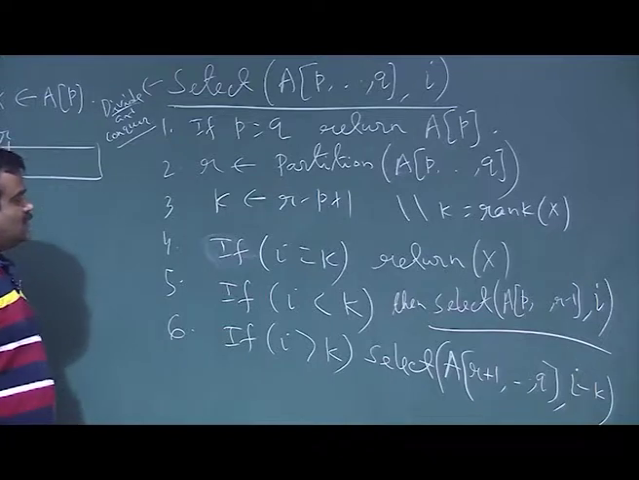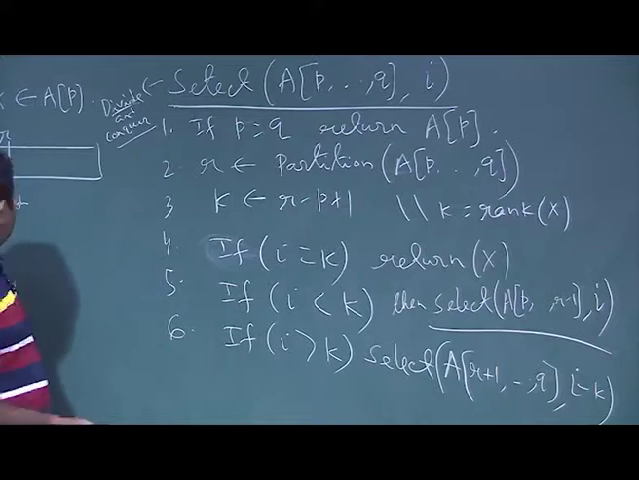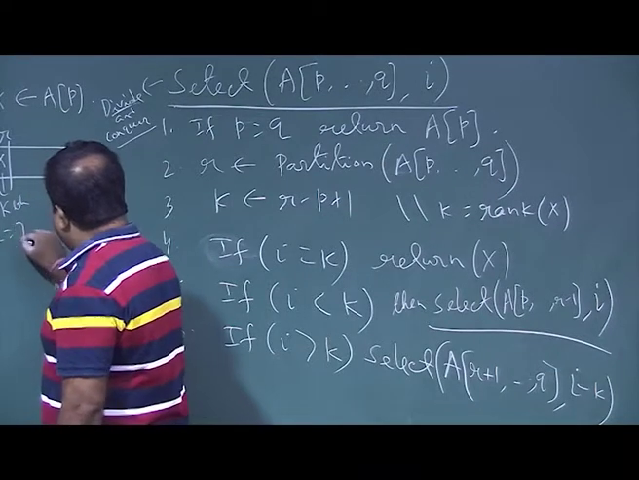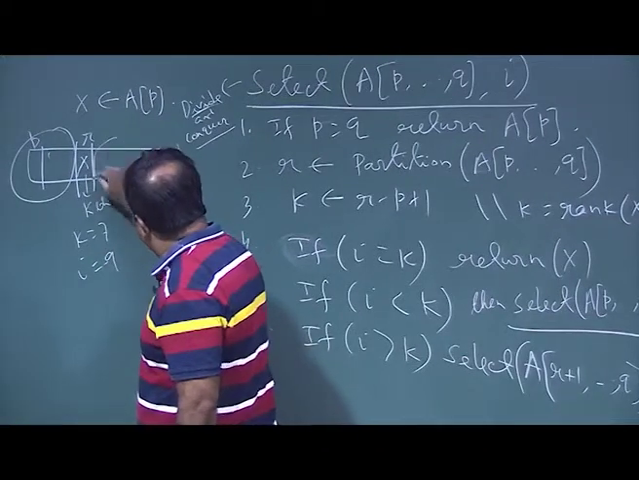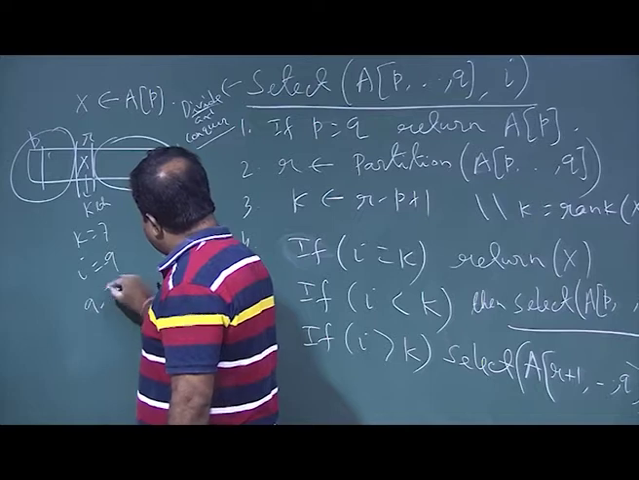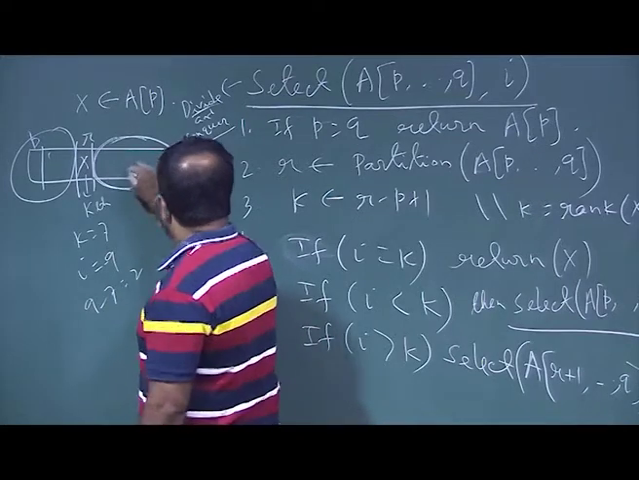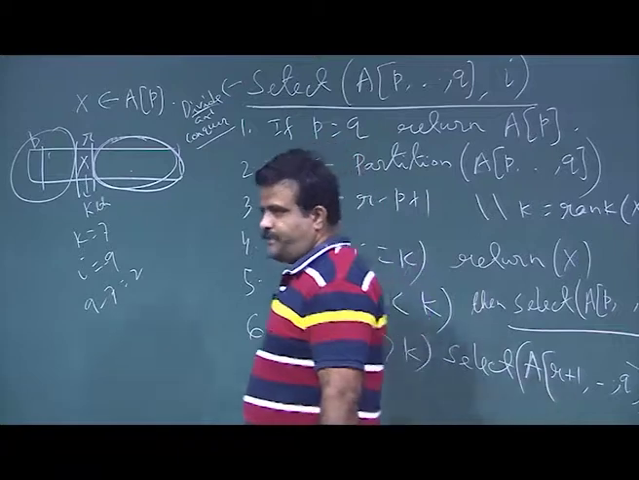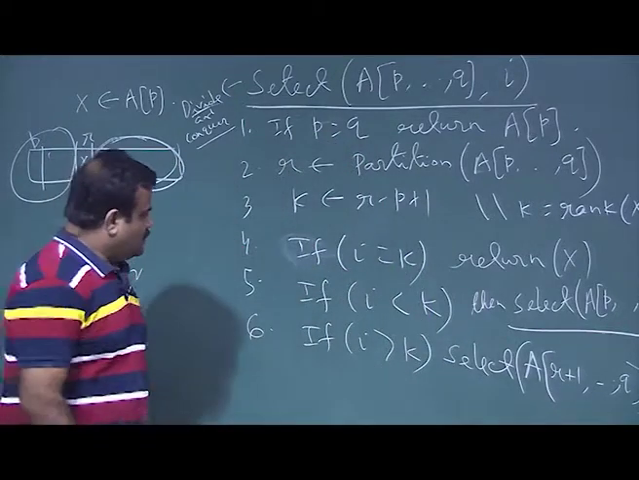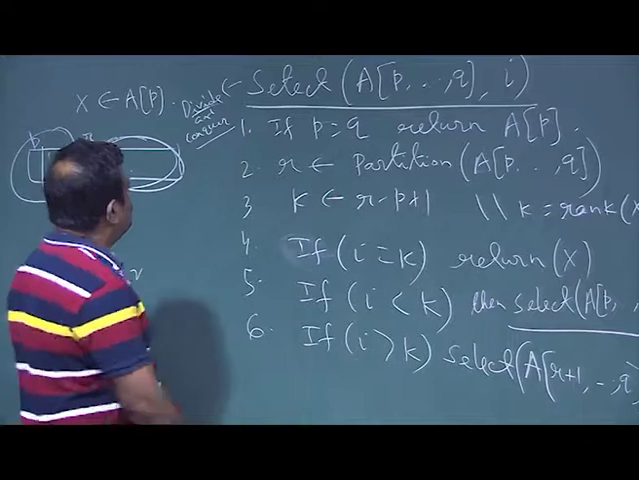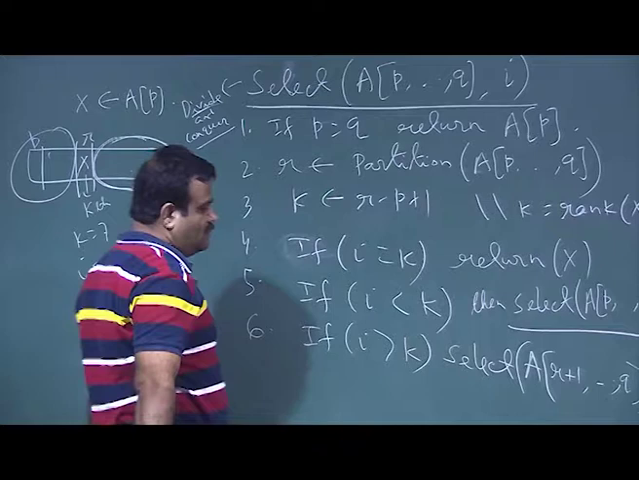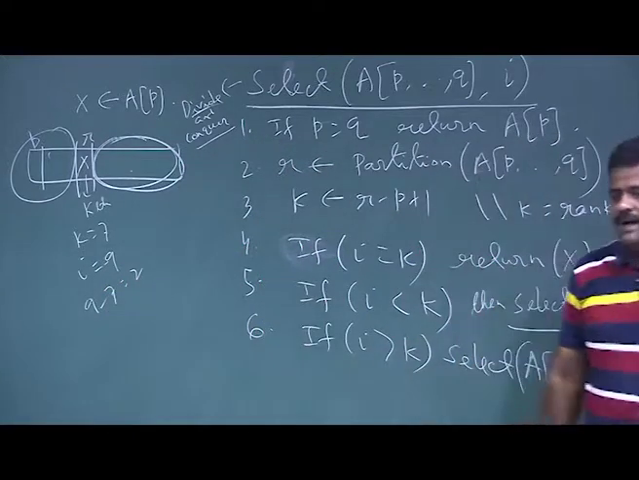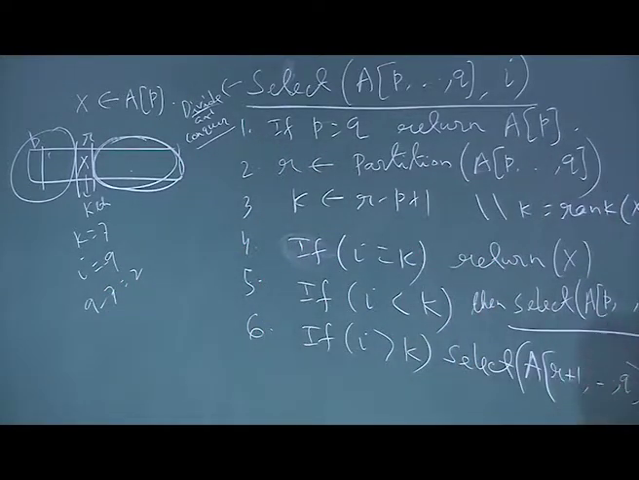Suppose k is equal to 7, and we are looking for the 9th smallest. That means we have already reached the 7th smallest here, so we have to look for 9 minus 7, the second smallest, in this sub array. This is the conquer step. So this is the select code. Here we are basically using the partition algorithm of quicksort. So, what is the time complexity of this?